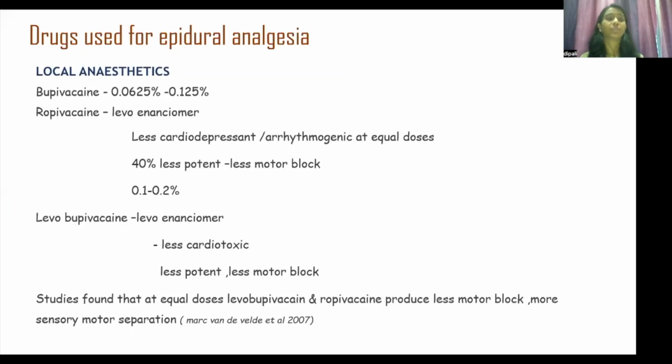After giving a test dose, we should select among the various drugs used, which are local anesthetics, opioids, and some other drugs. The local anesthetic most commonly used is bupivacaine in a concentration of 0.0625% to 0.125%. Ropivacaine and levobupivacaine are levo-enantiomers; they are less cardiotoxic and less potent than bupivacaine, so they cause less motor block. Ropivacaine is used in a concentration of 0.1 to 0.2% and levobupivacaine in a concentration of 0.0625 to 0.125%. Studies have found that equal doses of levobupivacaine and ropivacaine produce less motor block and more sensory-motor separation.